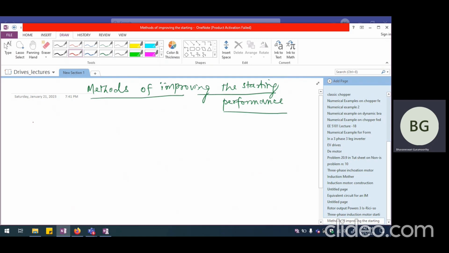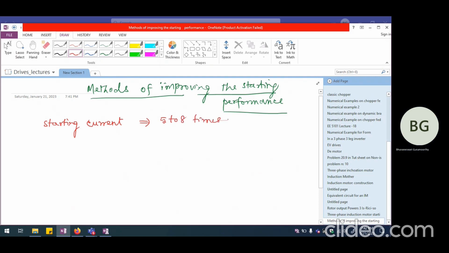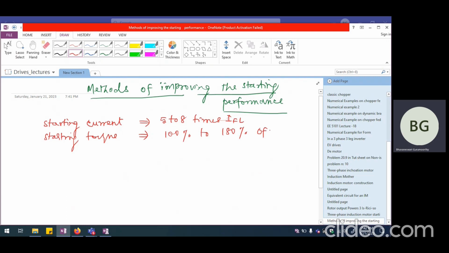So we said that normally in an induction motor, starting current is going to be really, really high. That is going to be anywhere between 5 to 8 times the full load current. Whereas if I look at the starting torque, it will be only as high as, let us say, 100% to about 180% of T full load. It is not going to be any better than that. So this is one of the problems we normally face in induction motors.